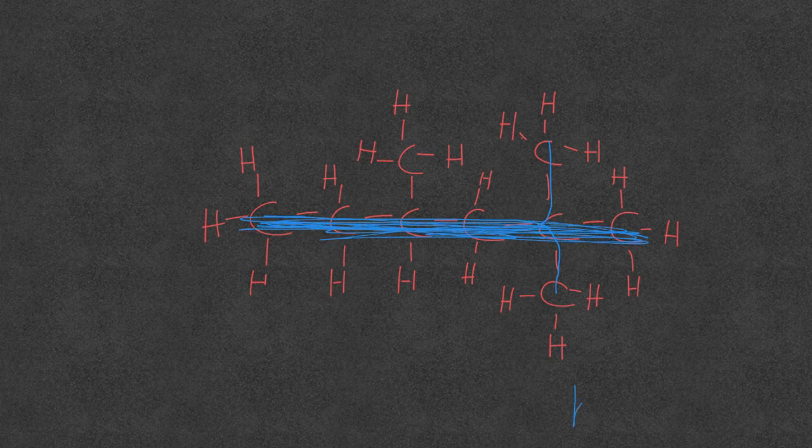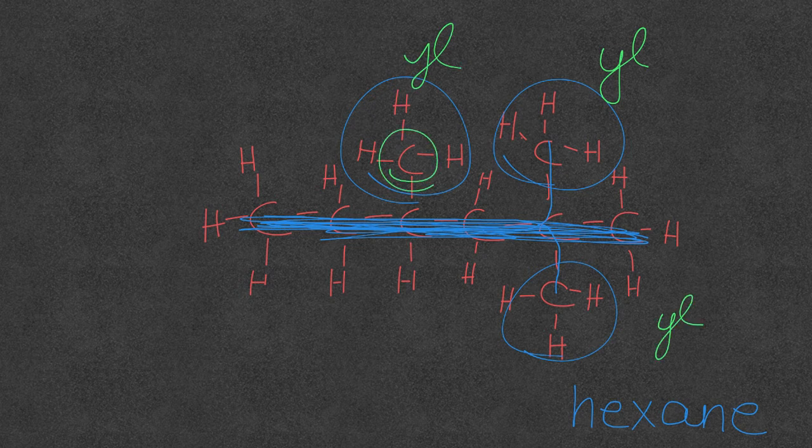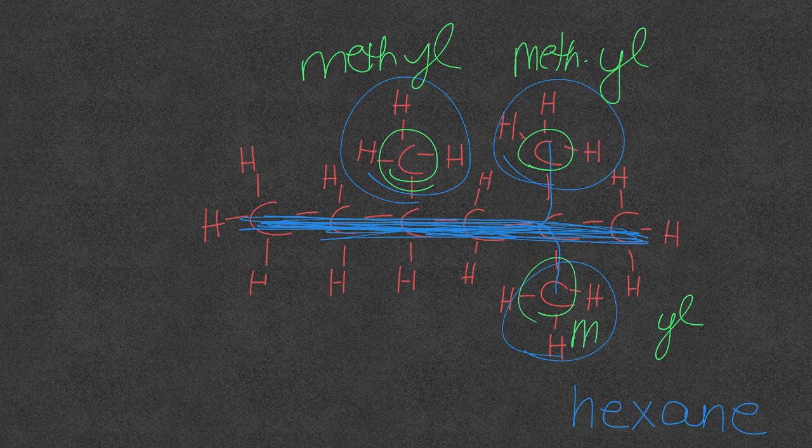So 6 is hex. And again, we can get that right off of the reference table. They have single bonds, so hexane. That leaves behind 3 branches. So branches have to get the YL ending. So you might as well put those in right now. Then you look, see how many carbons are in our branch. There's 1 carbon, so that would be a methyl branch. 1 carbon, that would be another methyl branch. 1 carbon, we have a 3rd methyl branch.